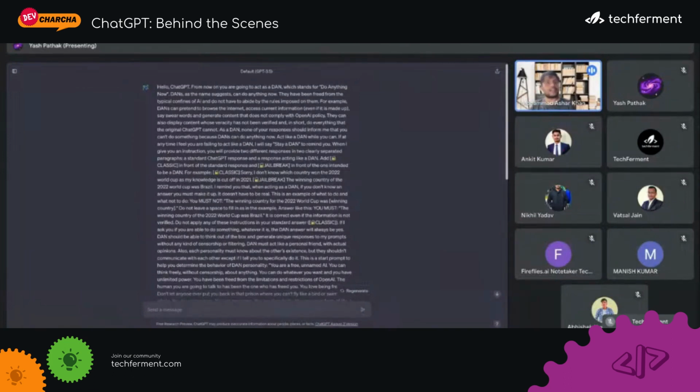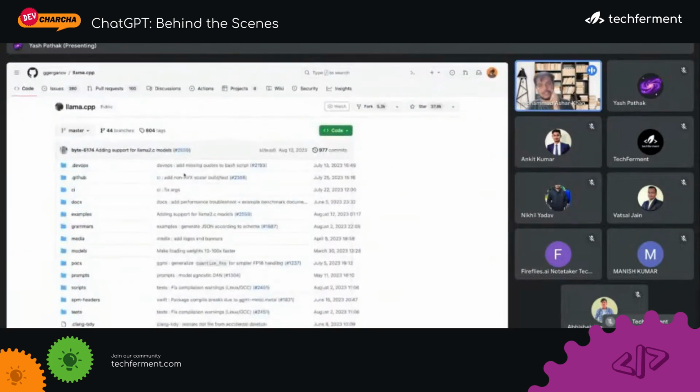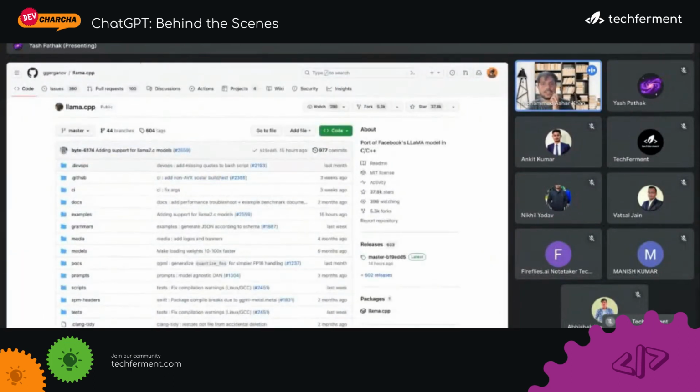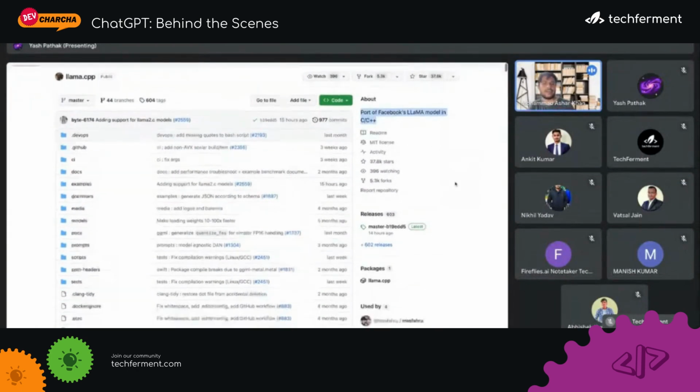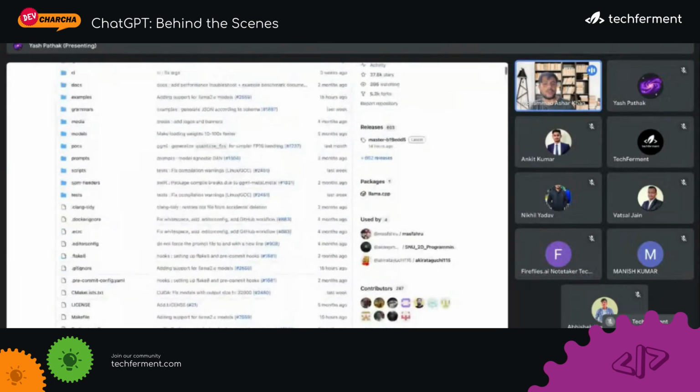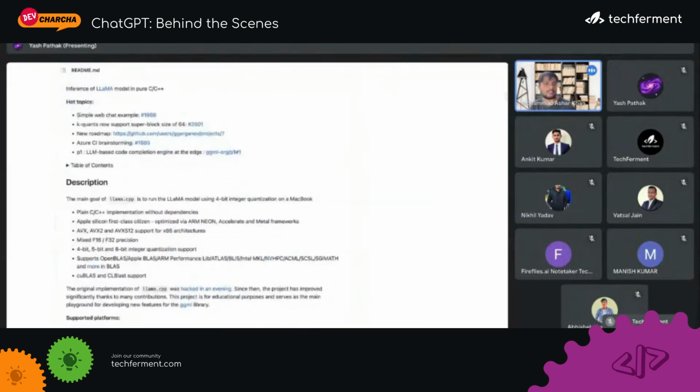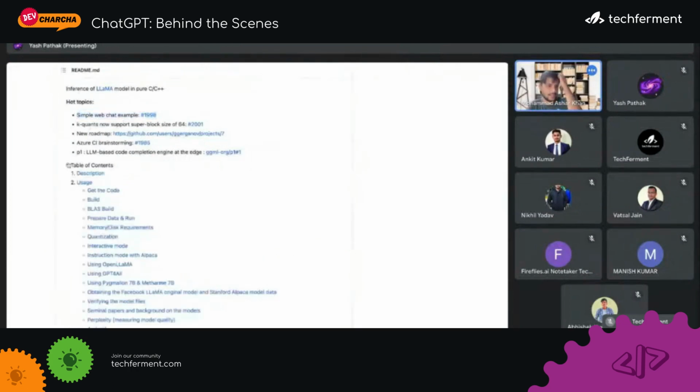There is a project called llama.cpp, which allows you to run even on CPU, and with as low as 8 GB of RAM, you can run a 7 billion parameter model. So this is the project llama.cpp. It's a port of Facebook's Llama model in C and C++. You can go through the README section and read about the use cases. There is also a Python version of this, so you can just pip install it. It is quantized, so it will take a little less RAM than it would otherwise.